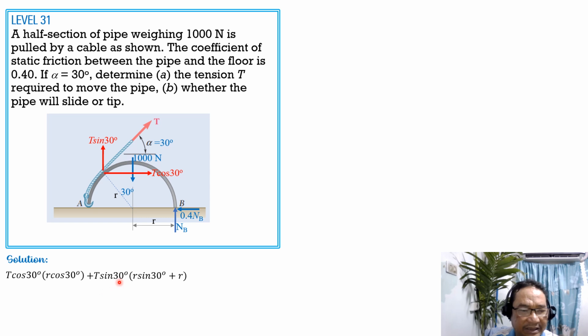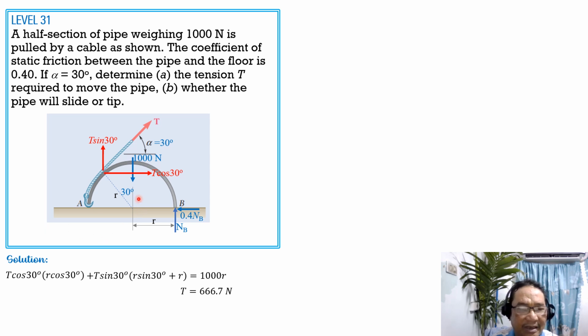So T sine 30 degrees times quantity R sine 30 degrees plus R, then equals the moment of the weight, which is 1000 times R. Cancelling out R and solving for T, T is equal to 666.7 newtons.